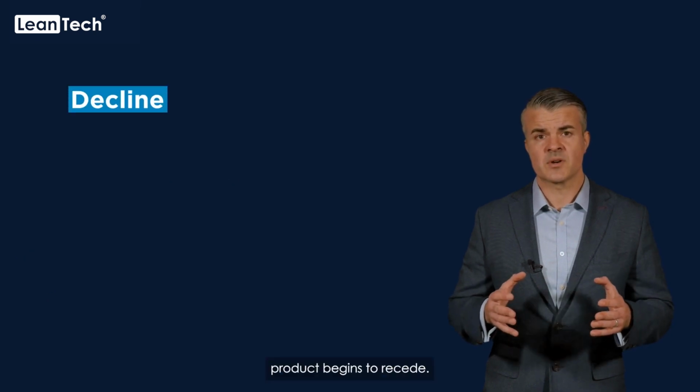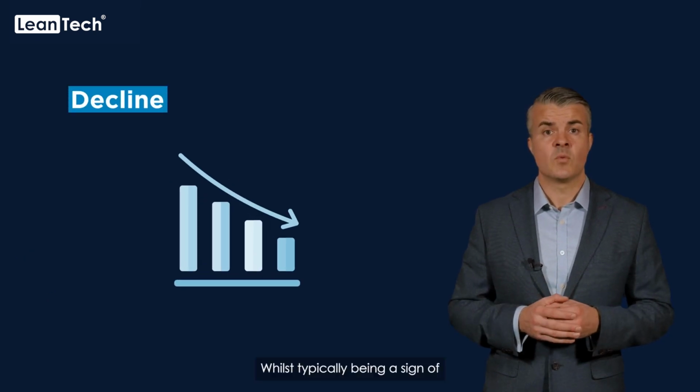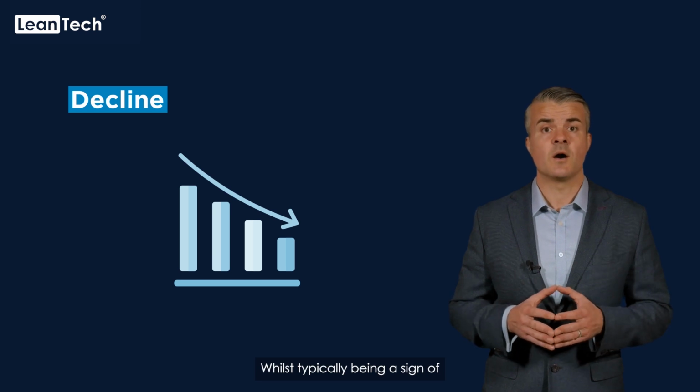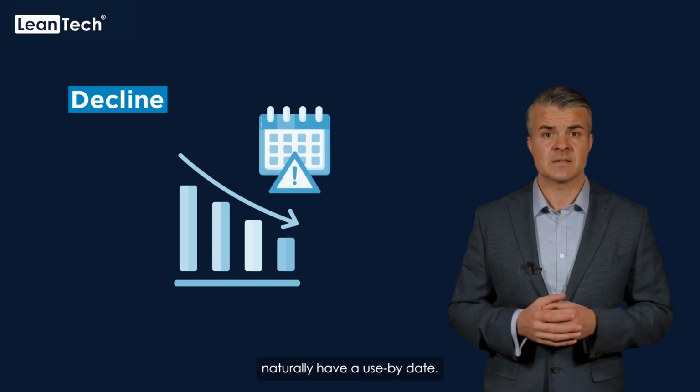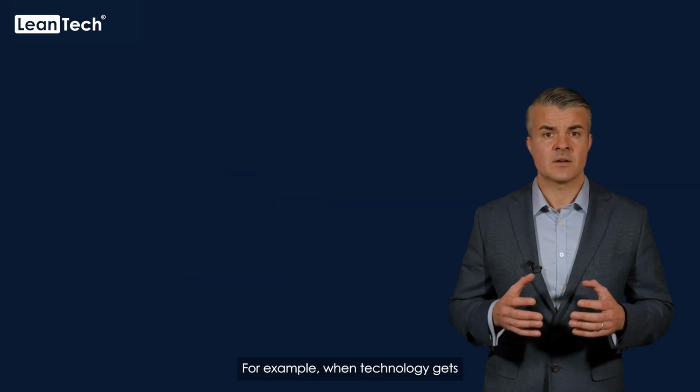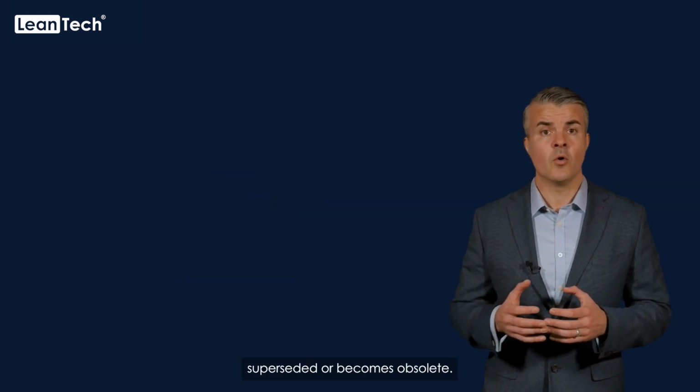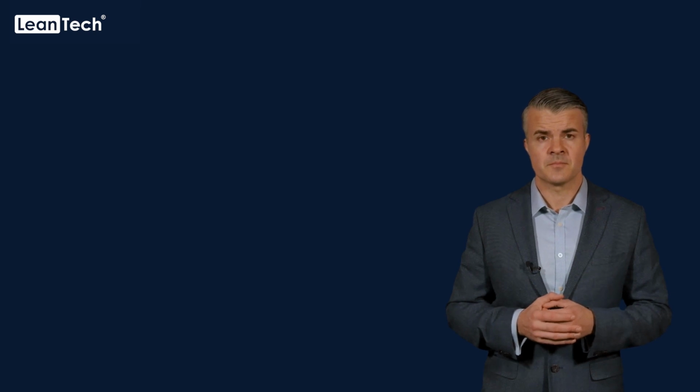Decline is when a product begins to recede. Whilst typically being a sign of a product failing, some products naturally have a use-by date. For example, when technology gets superseded or becomes obsolete.